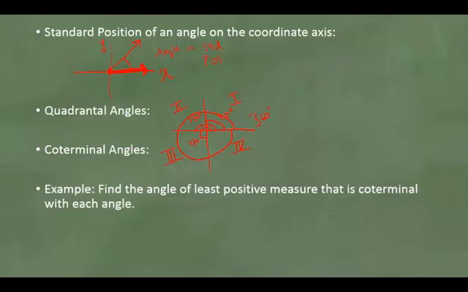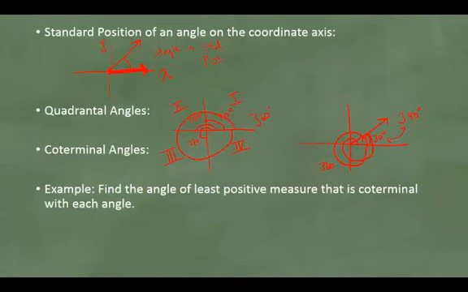Coterminal angles are just angles that differ by multiples of 360. For example, one of the angles we were looking at was an angle of 30 degrees. An angle that's coterminal to that would be found by adding 360. If I go all the way around back to the same place, 30 plus 360 gives me 390 degrees. These are coterminal angles because they end up in the same place. 30 degrees and 390 degrees are in the same place.